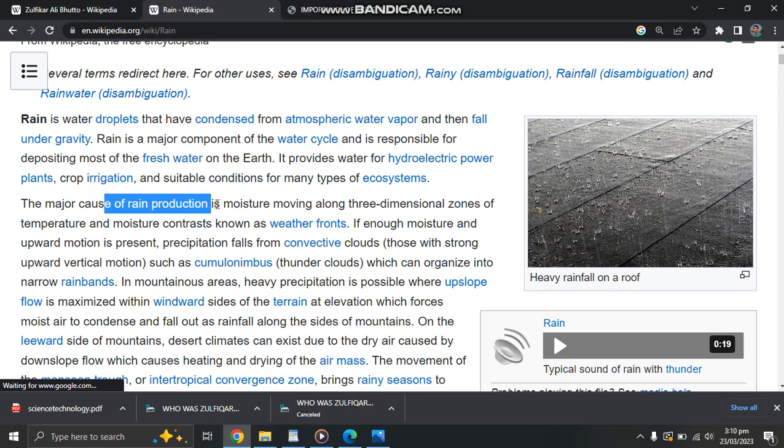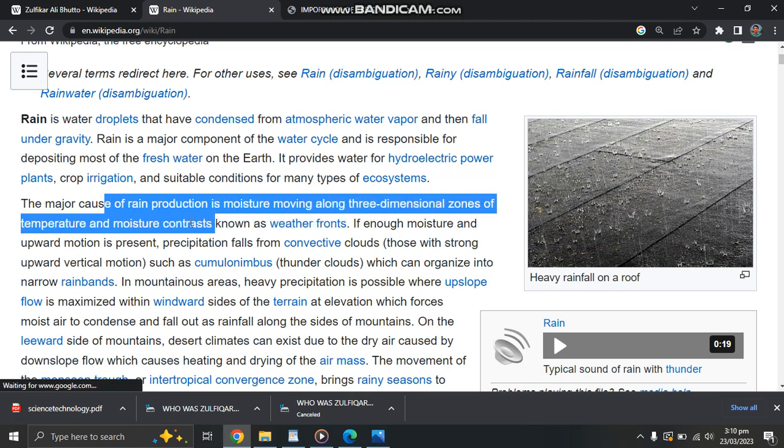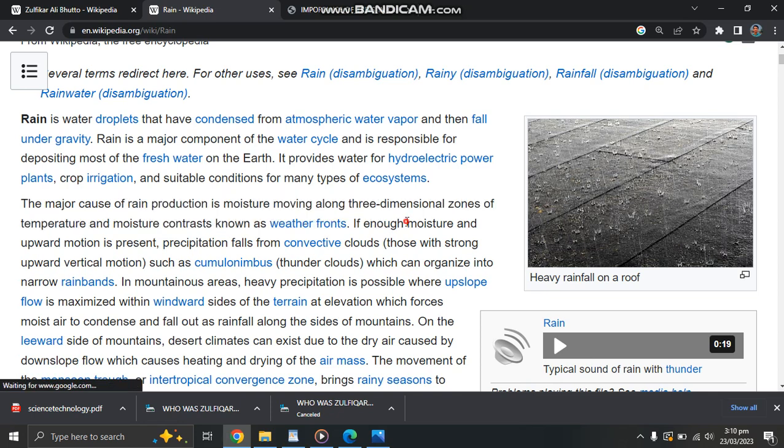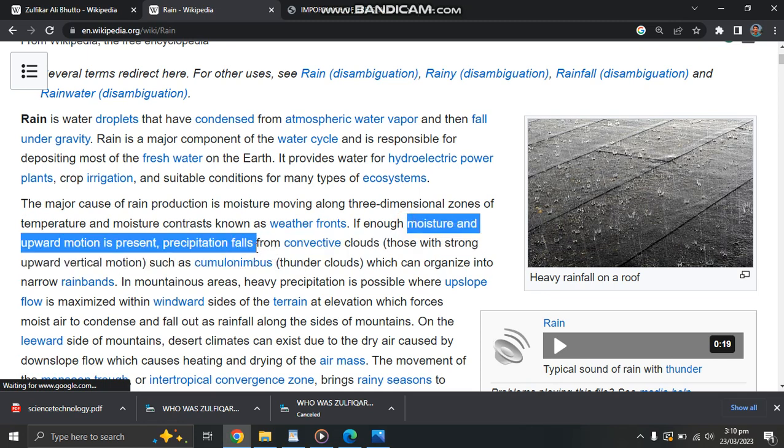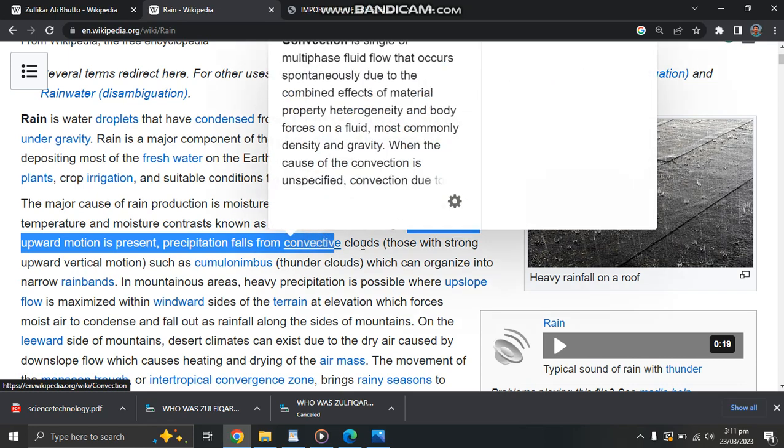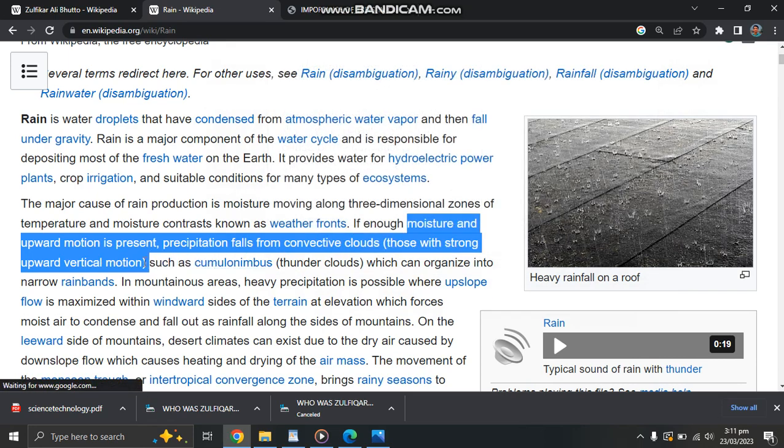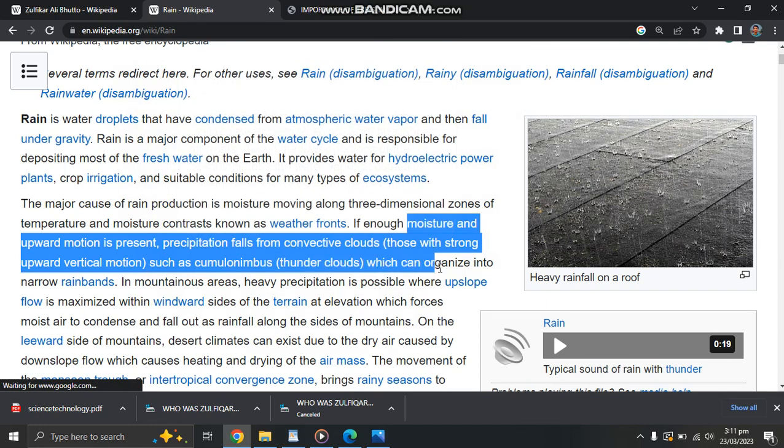The major cause of rain production is moisture moving along the three-dimensional zones of temperature and moisture contrasts known as weather fronts. If enough moisture and upward motion are present, precipitation falls from convective clouds, those with strong upward vertical motion such as cumulus thunderclouds, which can organize into narrow rain bands.